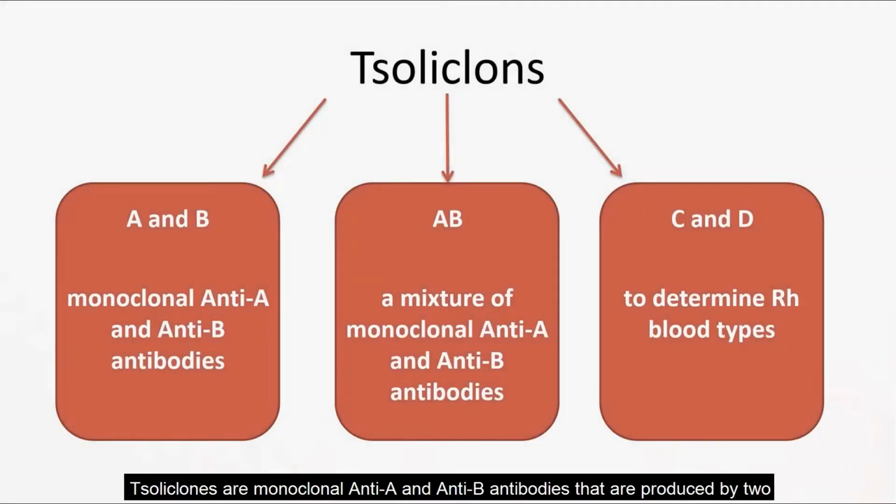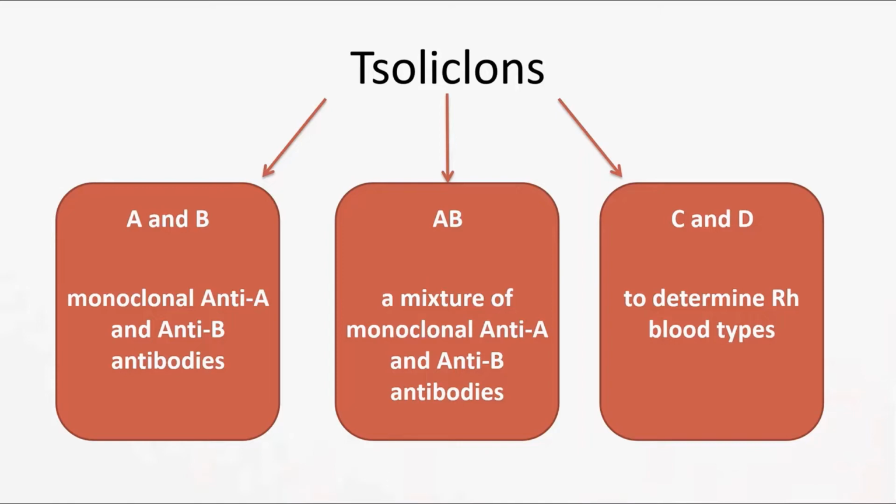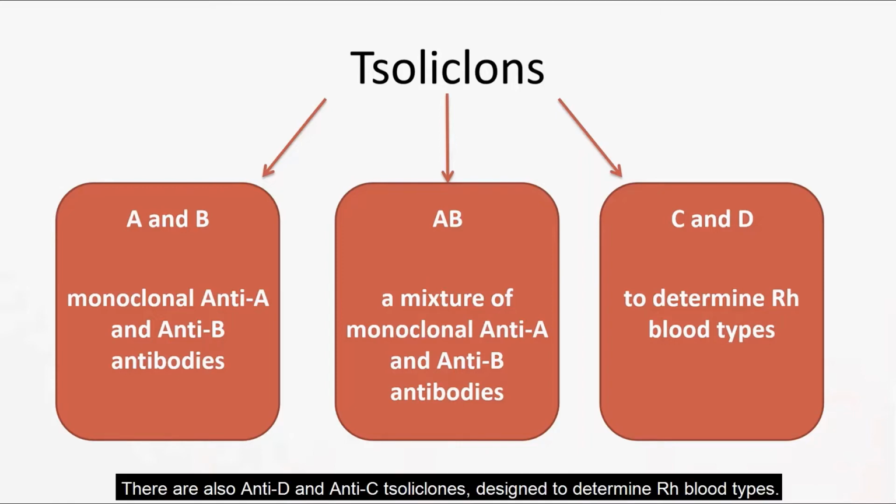Teleclones are monoclonal anti-A and anti-B antibodies that are produced by two mouse hybrids and belong to class M immunoglobulins. Teleclone anti-AB is the mixture of monoclonal anti-A and anti-B antibodies. There are also anti-D and anti-C teleclones designed to determine Rhesus blood types.